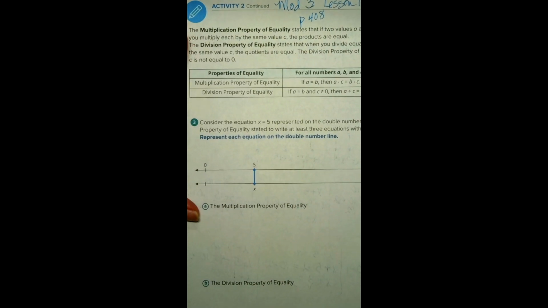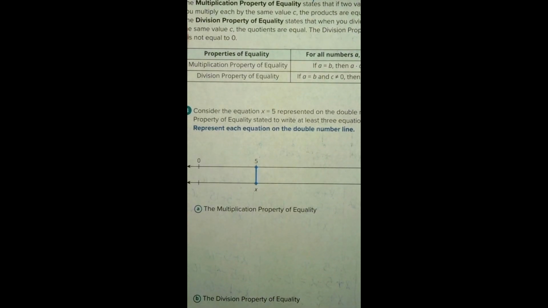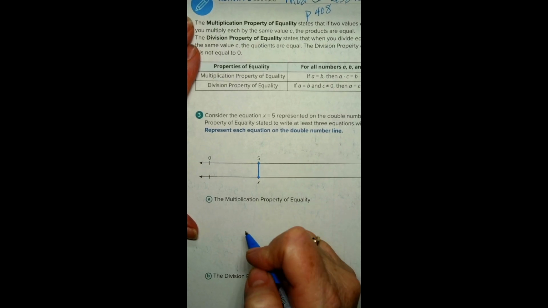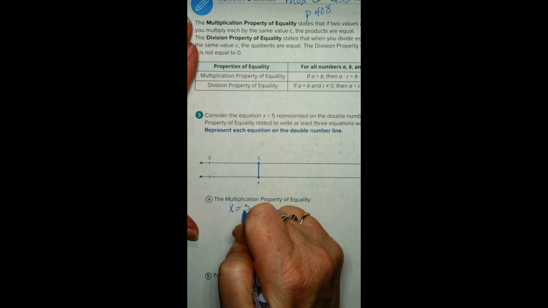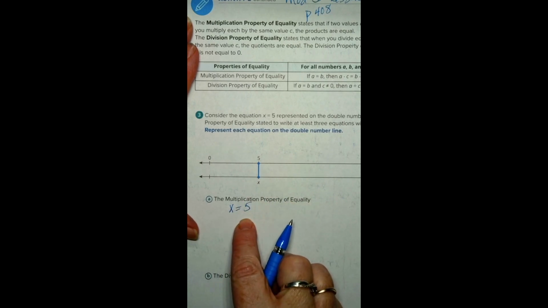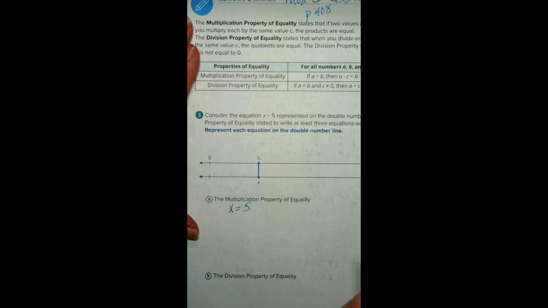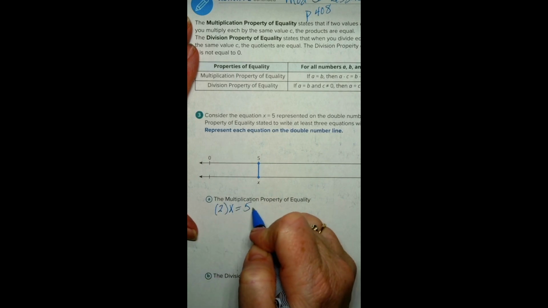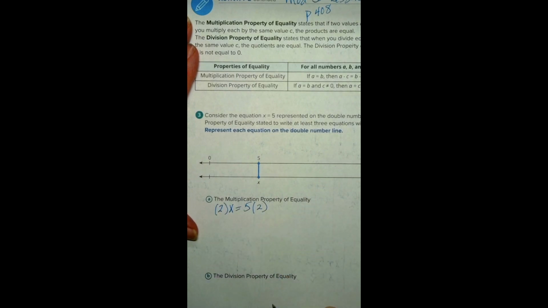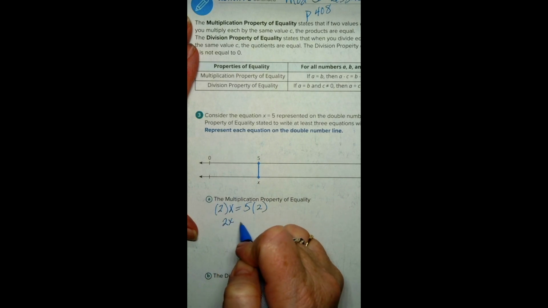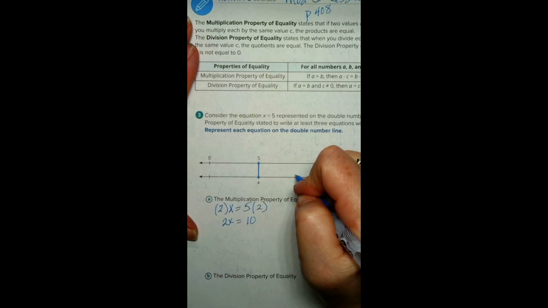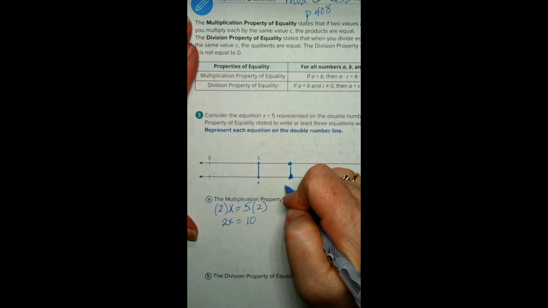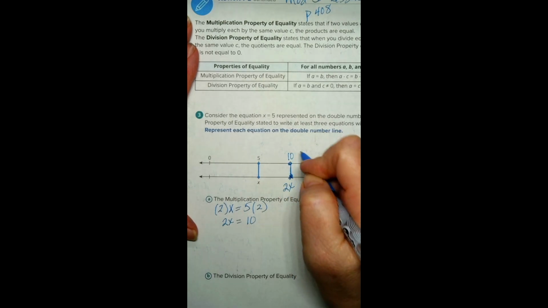All right, let's see if we can do this and I can actually keep it in the frame. Okay, so if we have x equals 5, if this was like our a and our b, and we multiply them both by the same value, like a c, so let's say we multiply them both by 2, then we would get 2x equals 10. So that might be, oh, I want a dot and a dot and a barbell. So 2x and 10.